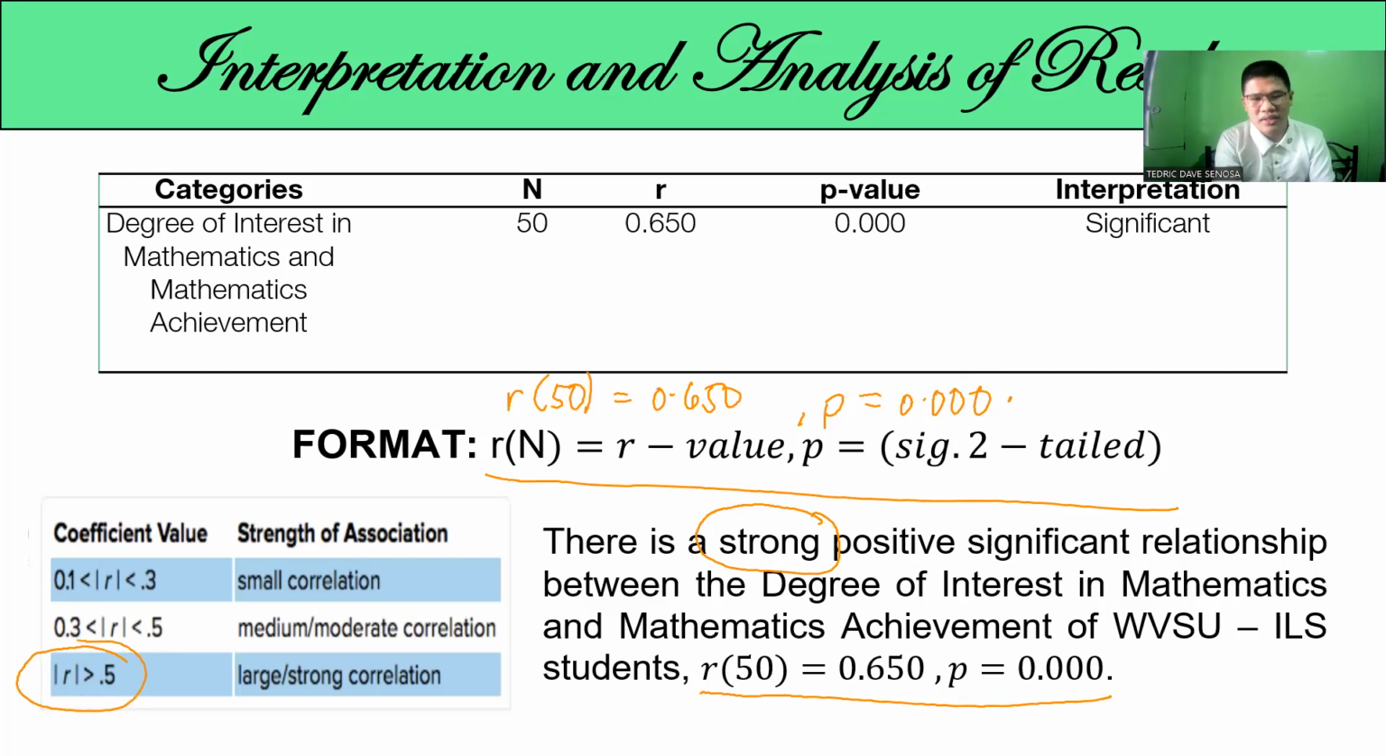So take note of this table, if there is a significant relationship only. Strong comes here. Why? Because our R value is greater than 0.5. So 0.650 is greater than 0.5. That's the interpretation for strong. The values of R are positive. Common sense: significant relationship, so strong, positive. Strong comes here, positive comes here. And then R(50) is equal to 0.650, comma, P equals 0.000.